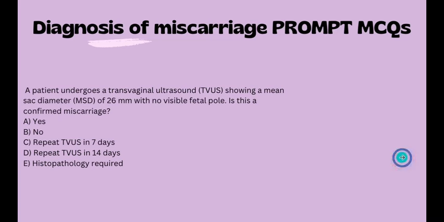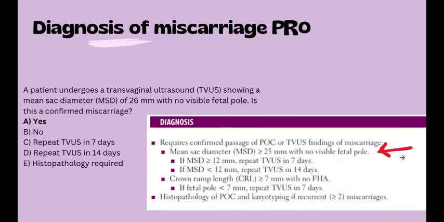Alright, I'm going to show the answers now. So in this case, we have a patient that has a mean sac diameter of 26 millimeters with no visible fetal pole. As we said before, looking at our 25/7, doctors work 25/7, this is indeed greater than 25, so it is a confirmed miscarriage.